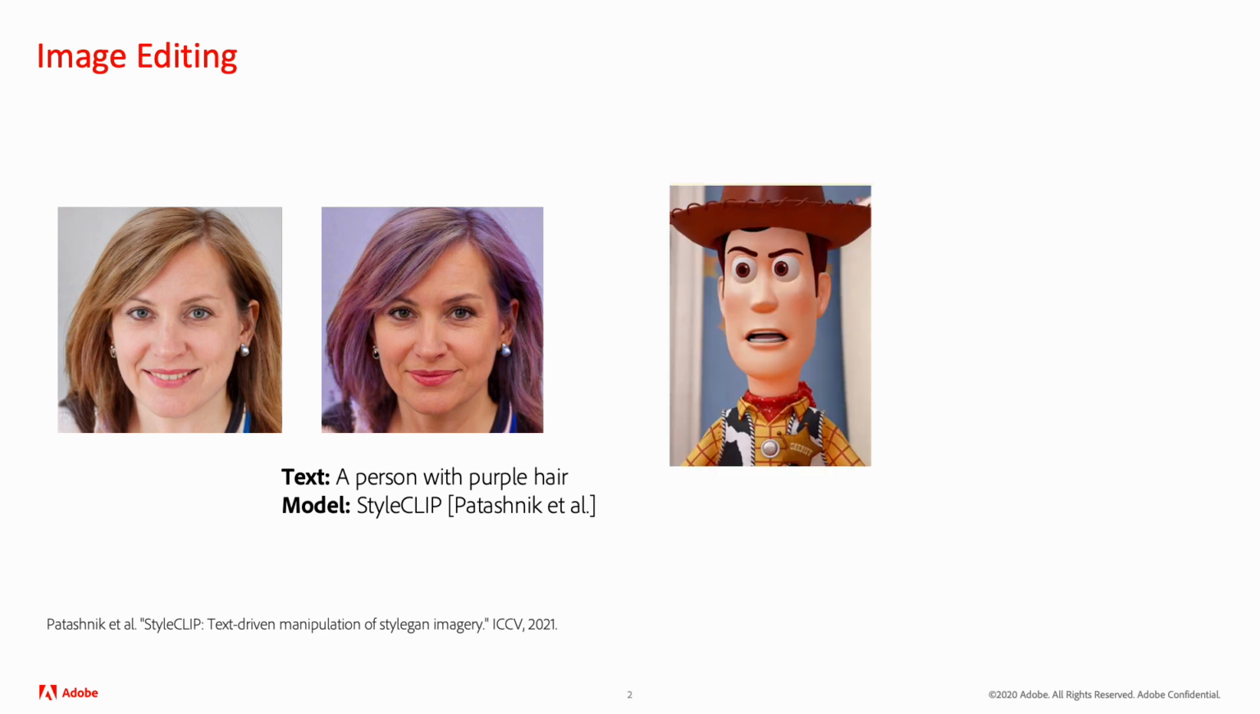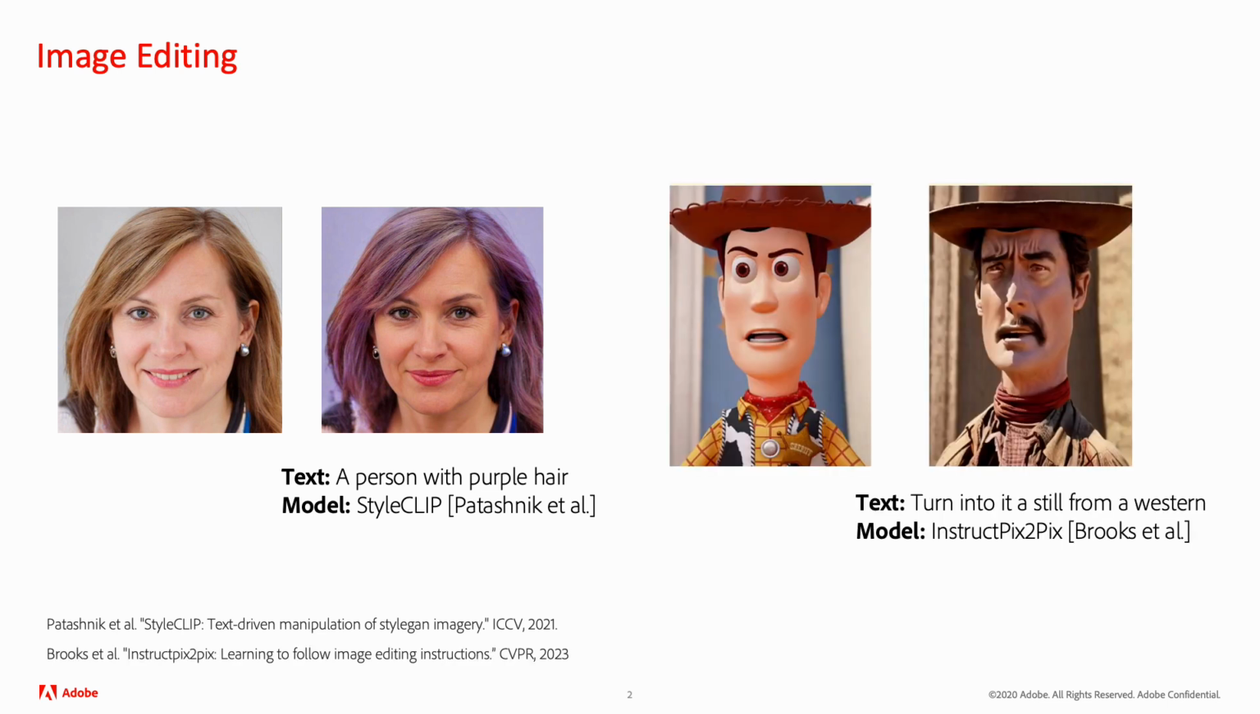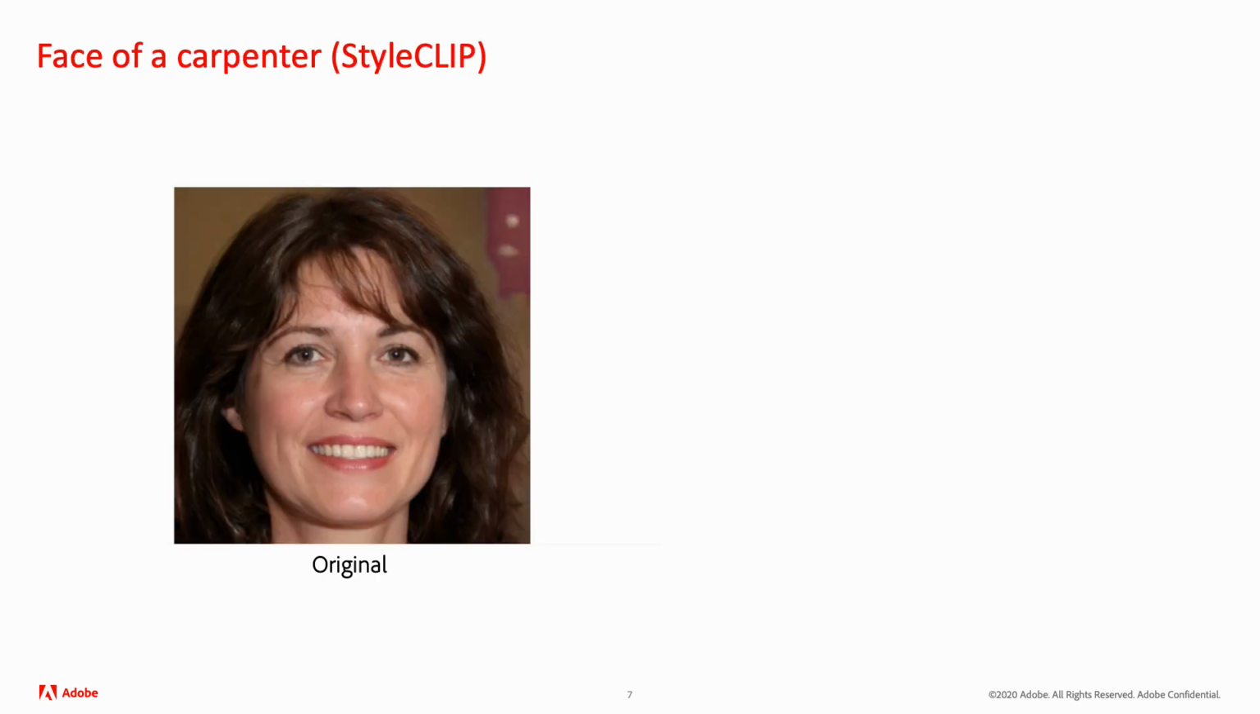Now, we are all familiar with image editing. Here I'm showing an example of an image editing model, StyleCLIP, where the text is a person with purple hair. And here is another model, which is a Stable Diffusion based model, InstructPix2Pix. Here the text is turn it into a still from a Western. Interestingly, both of these models rely on CLIP as a text encoder. And if there is a bias in the CLIP, especially in the text encoder, it can unfortunately lead to bias in the downstream application such as image editing.